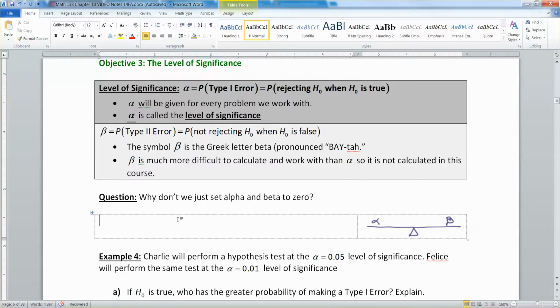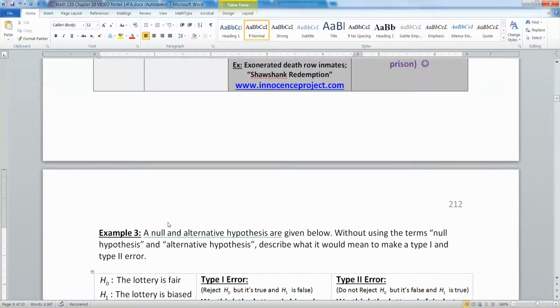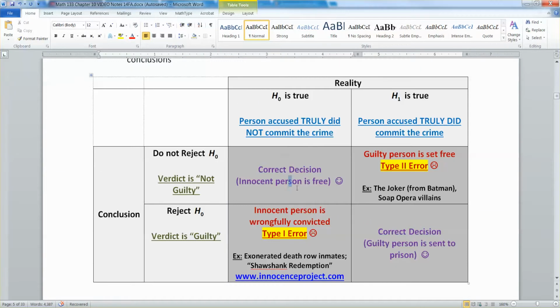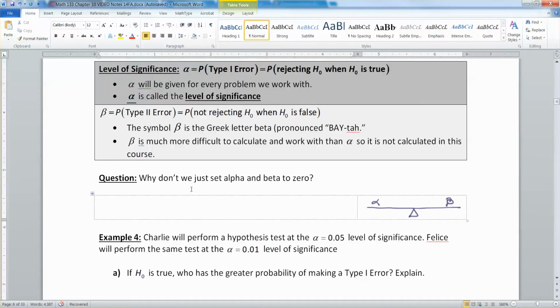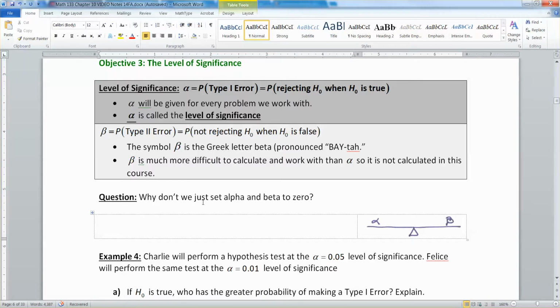All right, so to start off with, why don't we set alpha and beta to 0? A lot of students, when I teach this in a face-to-face class, really get upset about innocent people wrongfully convicted. I mean, this is a horrible thing. And by the same token, guilty people walking free, I mean, it's all good in soap operas, but it's not good in real life. So these are terrible things to have happen. How could we make them 0? And the answer is you really can't make them 0. You can lower them sometimes, but you can't eliminate them.